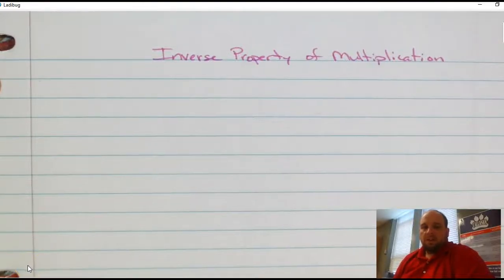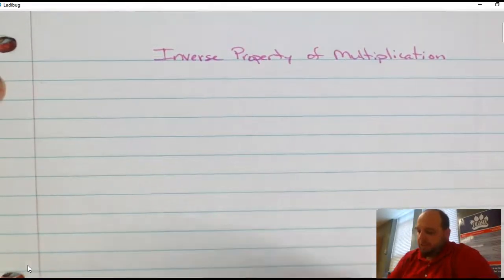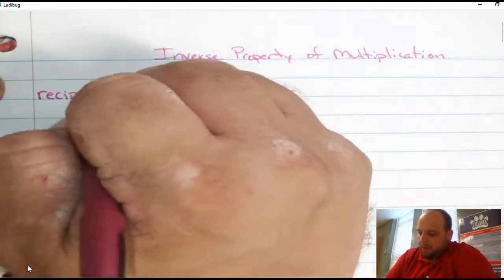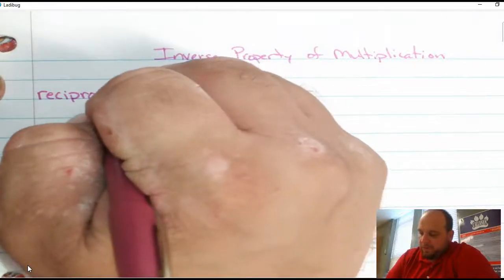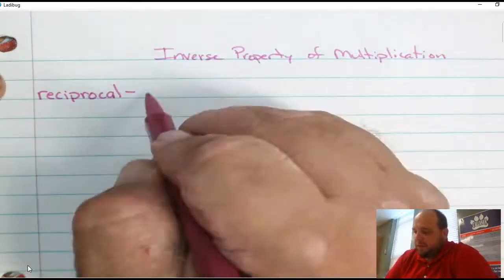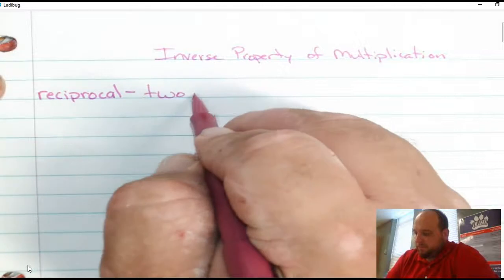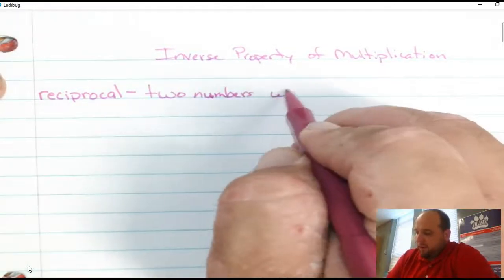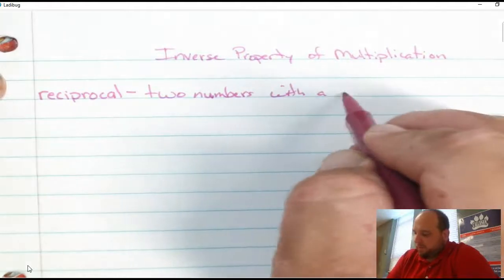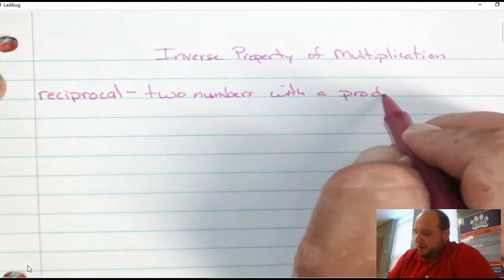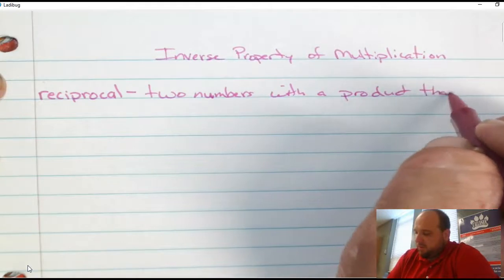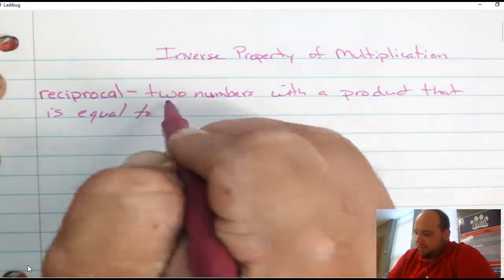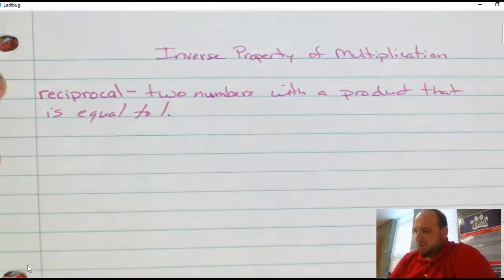Okay, so let's go ahead and learn about the inverse property of multiplication. But before we do that, let's review a couple of vocabulary words. The first vocabulary word I'm going to talk about is reciprocal. Basically, a reciprocal is two numbers with a product that equals 1. So what does that really mean?